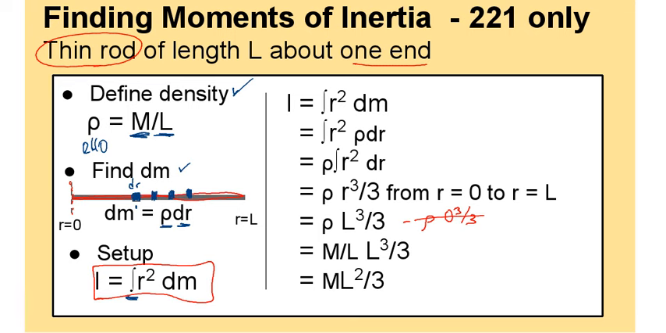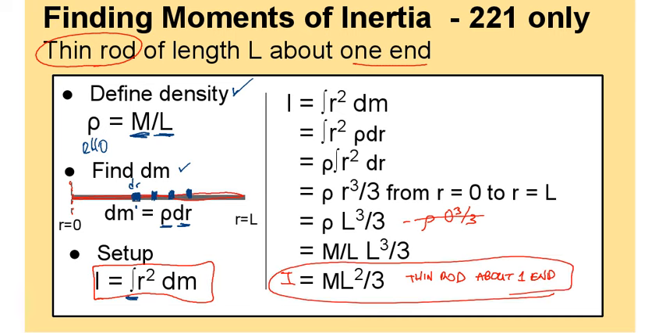All right, and then we're going to substitute back in this rho was equal to m over L. That L on the bottom cancels one of the L's on top, and I end up with mL squared over 3. That's how they got that formula that's on the table. I equals mL squared over 3 for a thin rod about one end. Okay, so you could do that. It's already done. It's on the table, but that's how they did it.